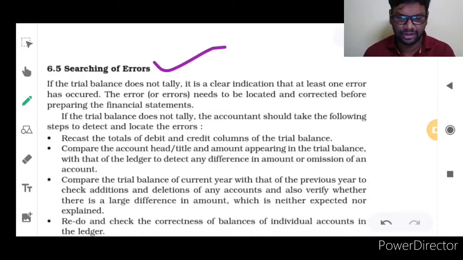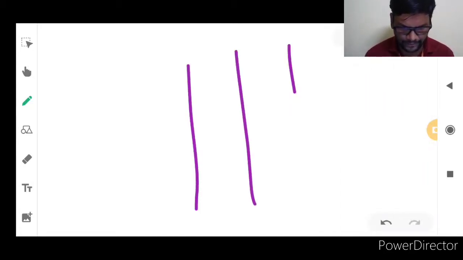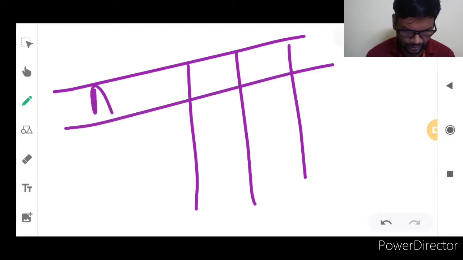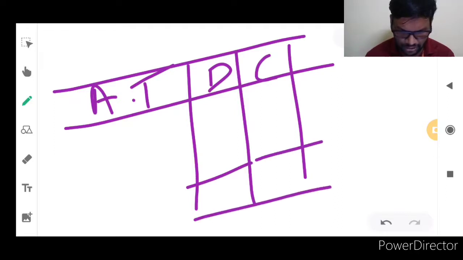If the trial balance does not tally, it is a clear indication that at least one error has occurred. The error or errors need to be located and corrected before preparing the financial statements. You know how the trial balance looks: it has two columns, debit and credit, with the accounting title. If both columns do not tally, at least one error, or maybe more than one error, has occurred in our trial balance.